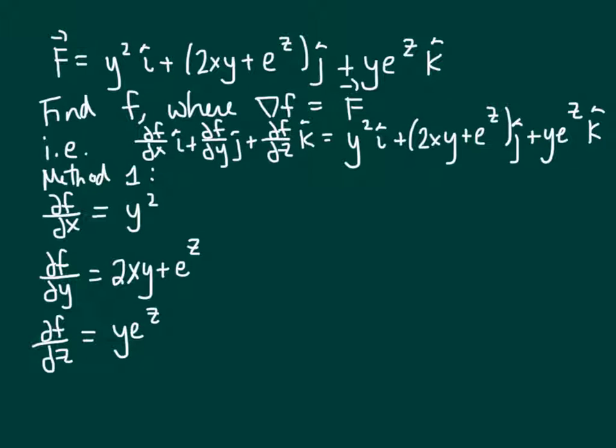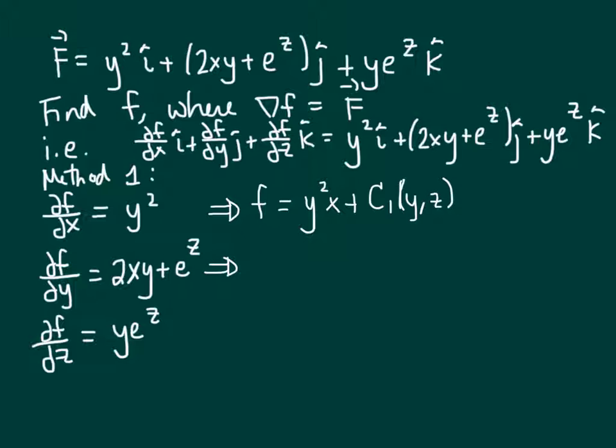And so that means that, let's look at the top equation. If I integrate both sides with respect to x, holding both y and z constant, that means that f is going to have to be y squared times x plus any function of y and z, because I'm thinking of those as a constant. So that's any function of y and z.